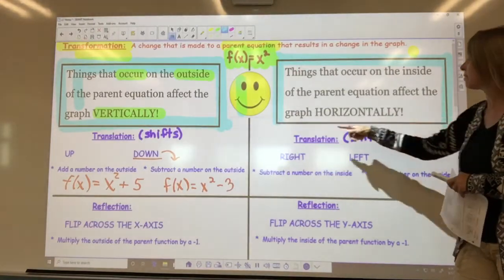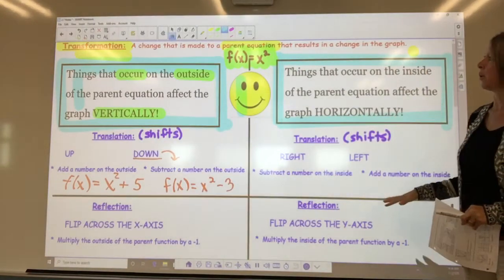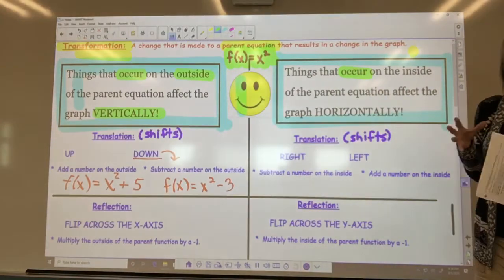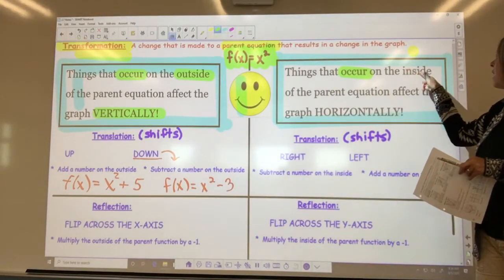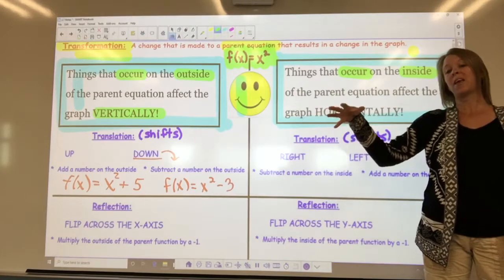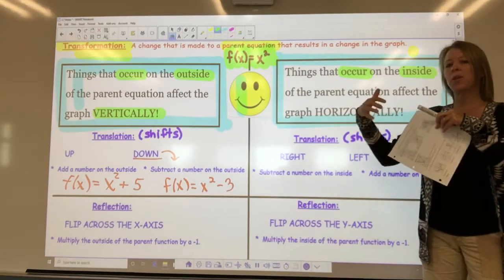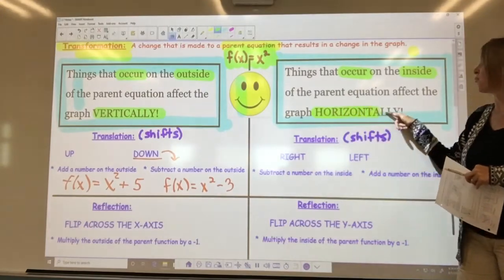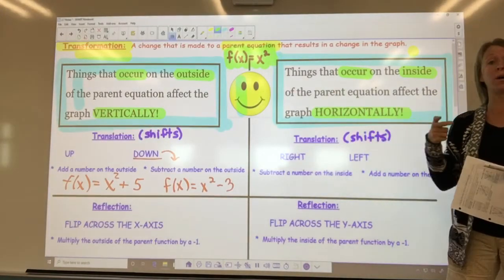On this side of your paper, we're saying now, if you make a change in your equation, but instead of just attaching the number on the outside, you put the number on the inside, and I'll show you what I mean by that. That is going to affect your graph horizontally.